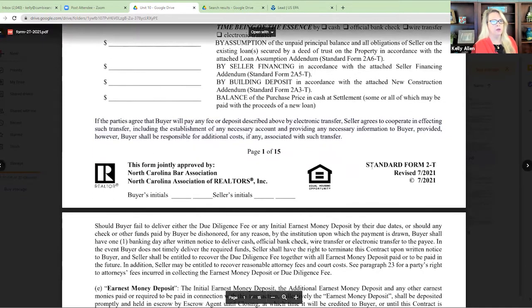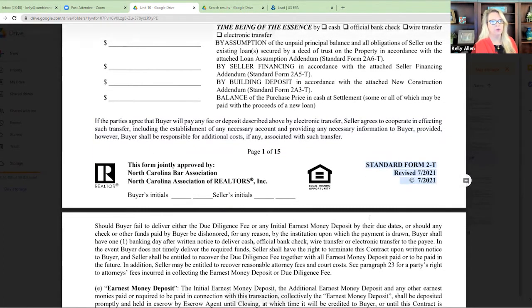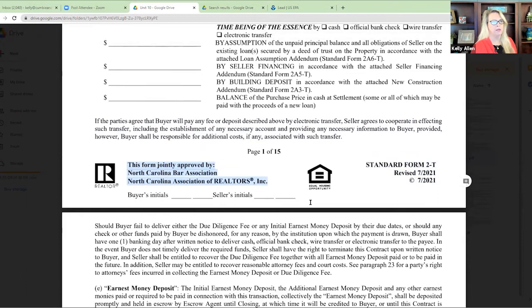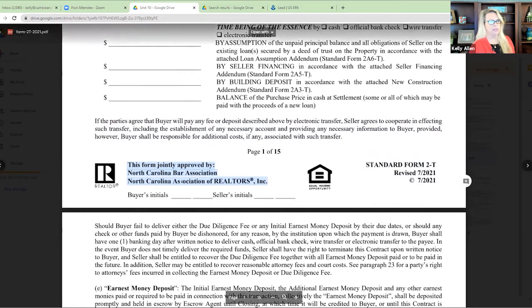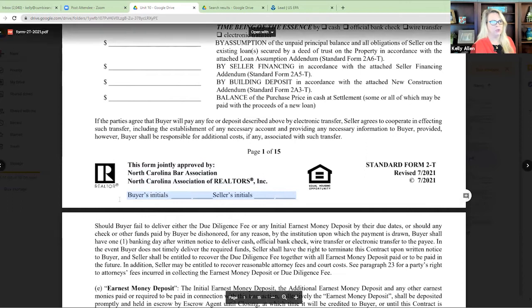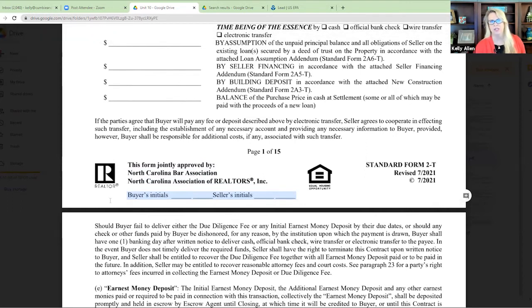All right, here we go. This area down here tells you that you are using the most current form. We want to make sure that you are using the most current form. It also tells us over here who has created this document. Remember, I told you the form is jointly approved by the North Carolina Bar Association and the North Carolina Association of Realtors. This area here is where your broker in charge will definitely want to see the buyer and seller's initials. However, it's going to show up somewhere in the body of this document.